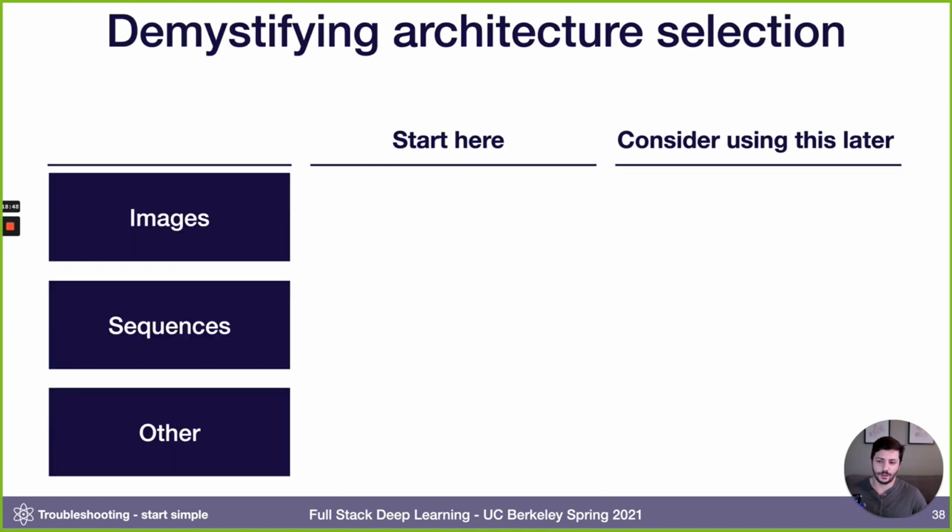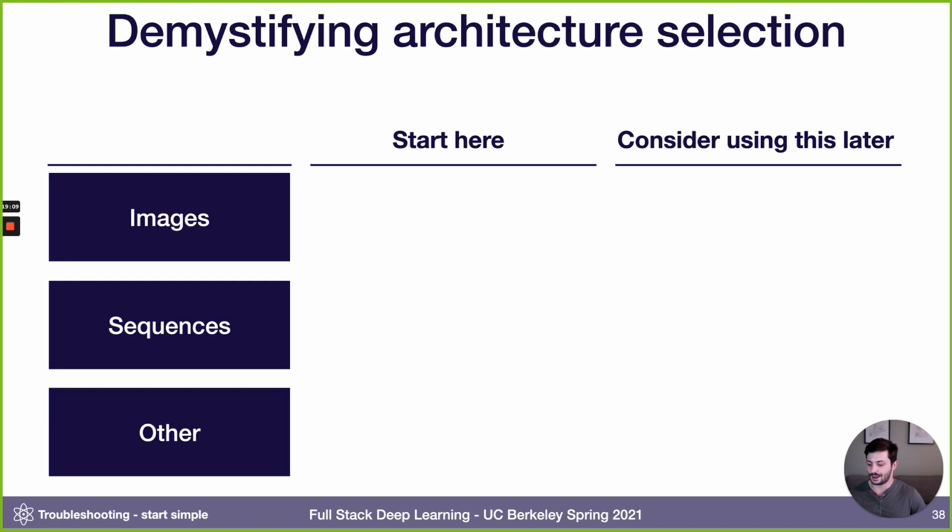So I think architecture selection is something that causes people a lot of stress and worry, especially when they start out in deep learning. And I think there's good reason for that. There's millions of papers out there, and there's a lot of different choices of architectures for different problems and subproblems, and there's many trade-offs between them.